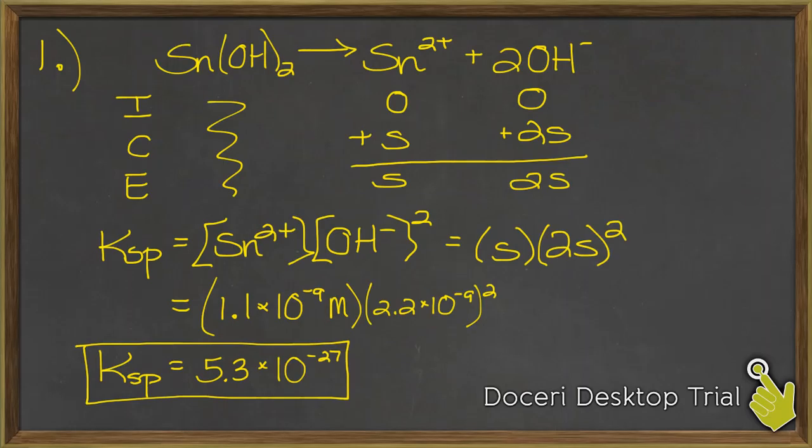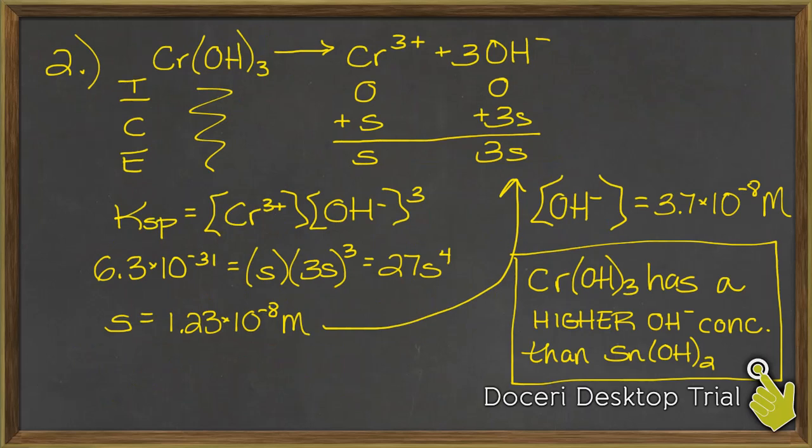This was number 1. Here's number 2. I've got my ice table, and I've set up my KSP expression. We were given the KSP value, so I was able to solve for S. That's wonderful, but what they wanted was the molarity of the hydroxide ion, which isn't equal to S, it's equal to 3S. So I took my value for S and substituted it in right there. So 3 times that number gives me this.